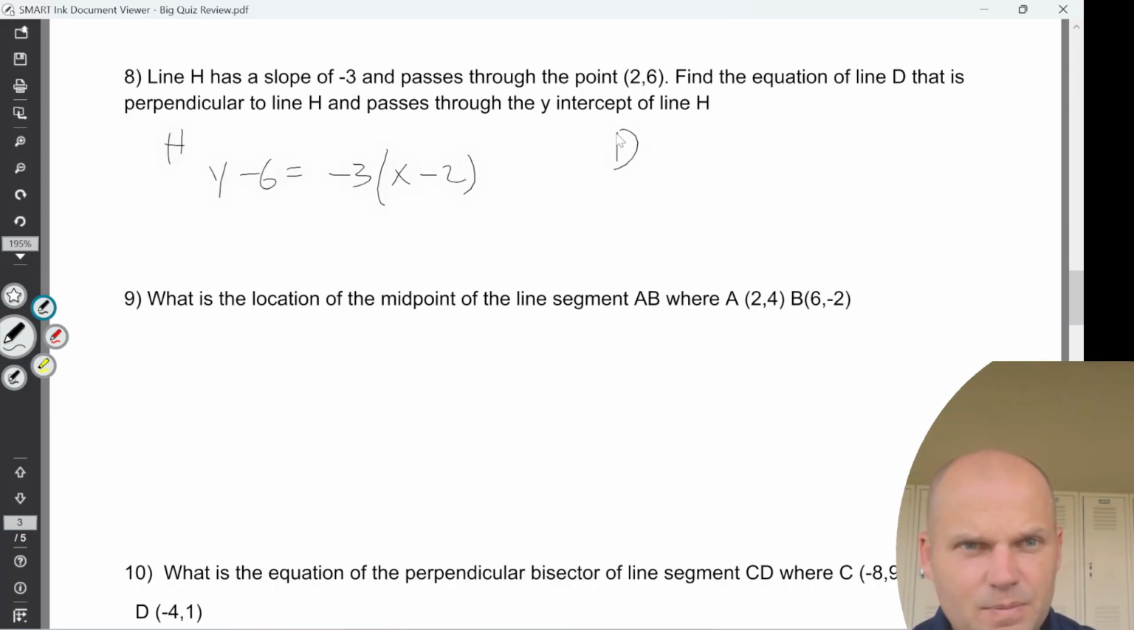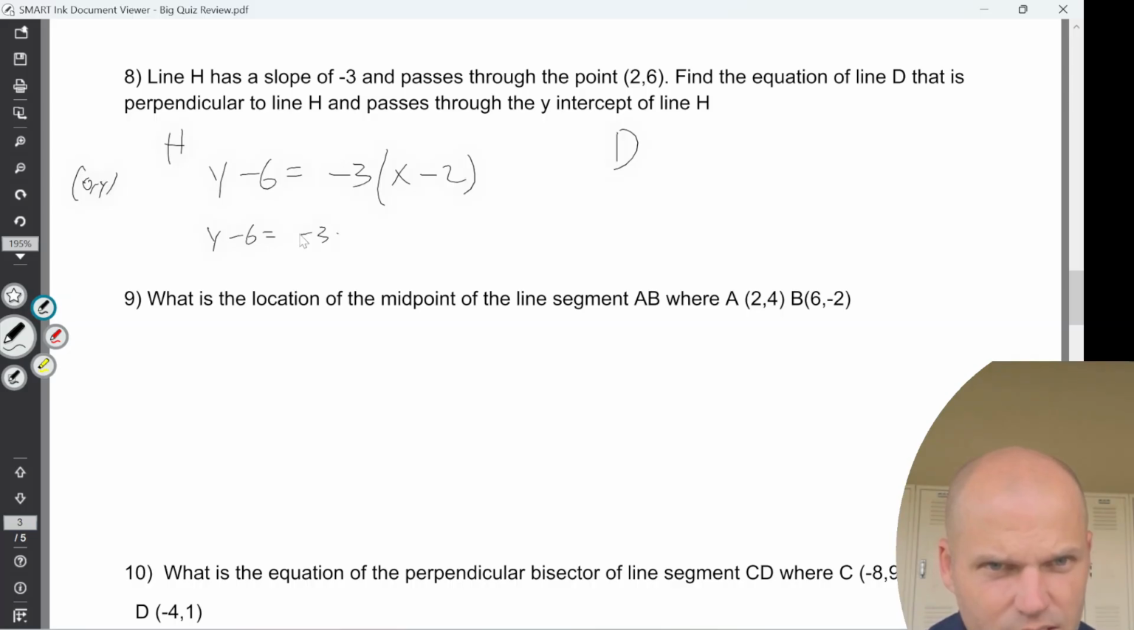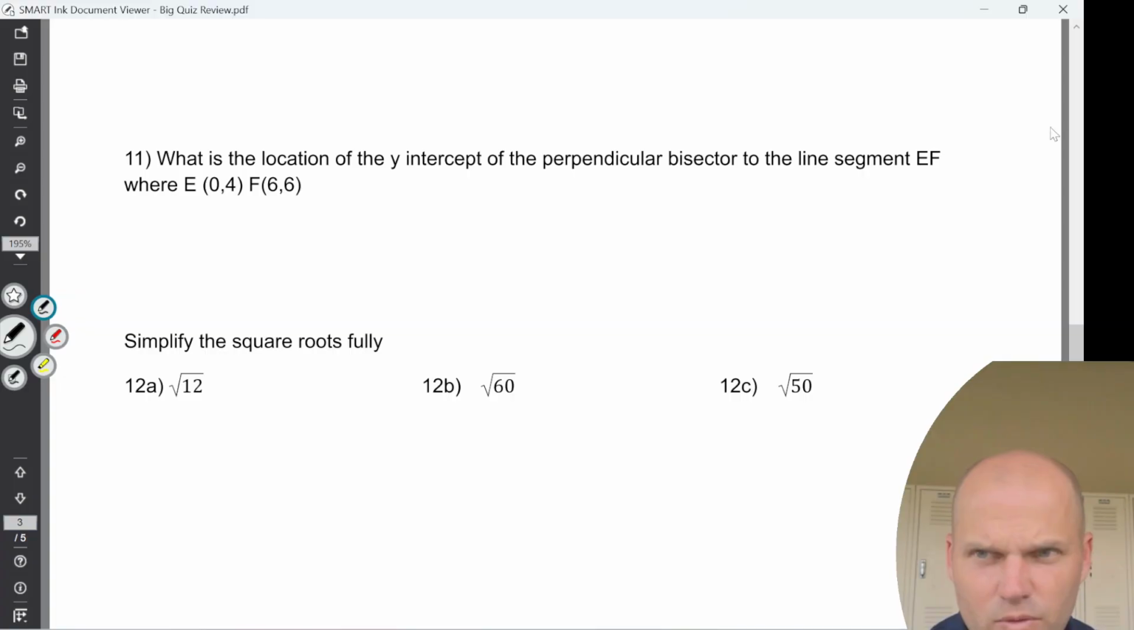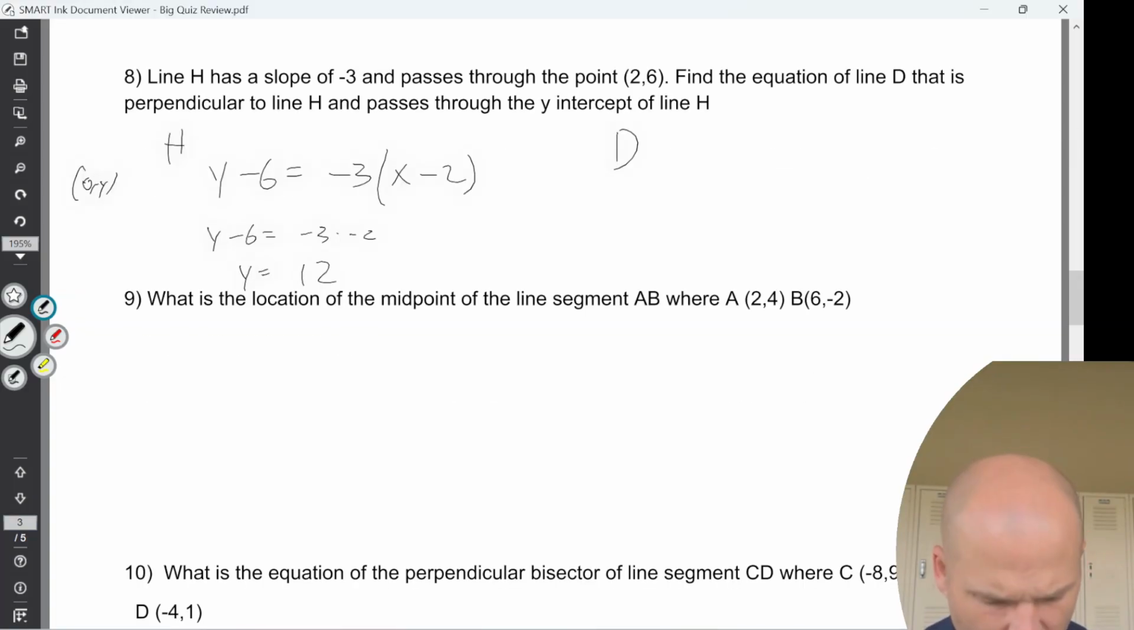Line D is perpendicular to H and passes through the y-intercept of H. So I have to find the y-intercept of H. The y-intercept of H is when x is 0. So I get y minus 6 equals 6 after plugging in 0 for x. I will add 6 to get y equals 12.